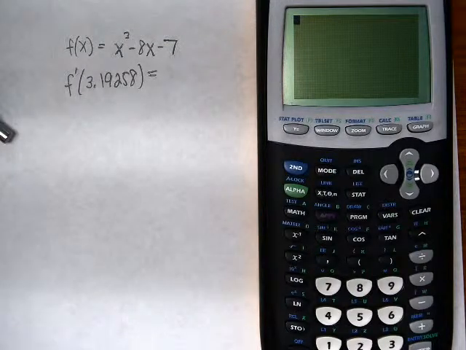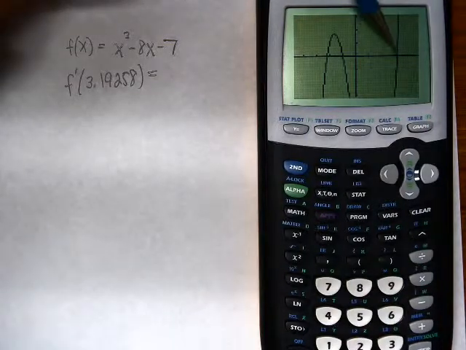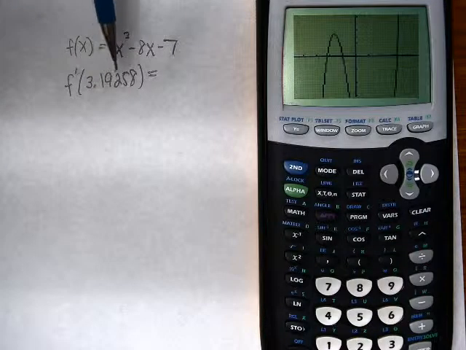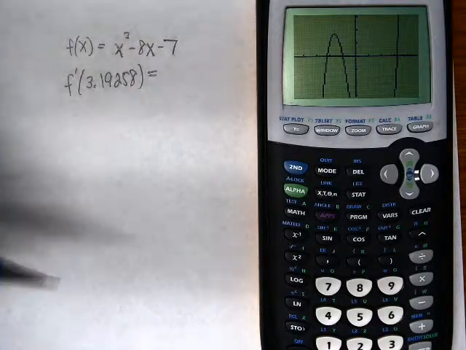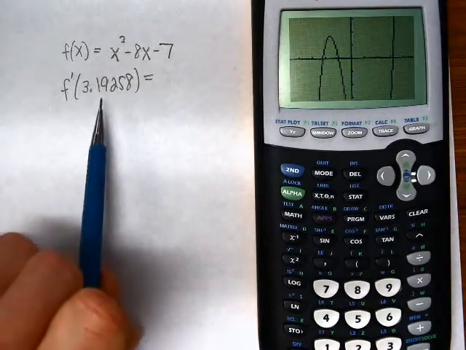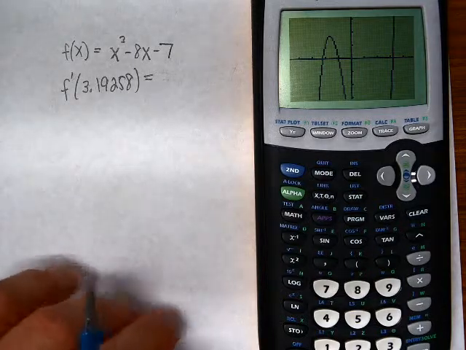So in the last video we talked about how to find the zero or the x-intercept of a function, and we found this x-intercept here, and it turned out to be approximately 3.19258. In this video we'll talk about if I have a function and I want to find the derivative at a certain x value, I can use the calculator to get a numerical estimate of that.